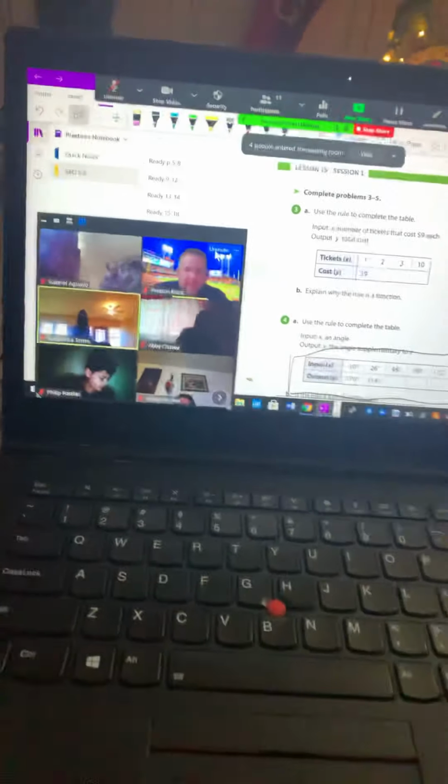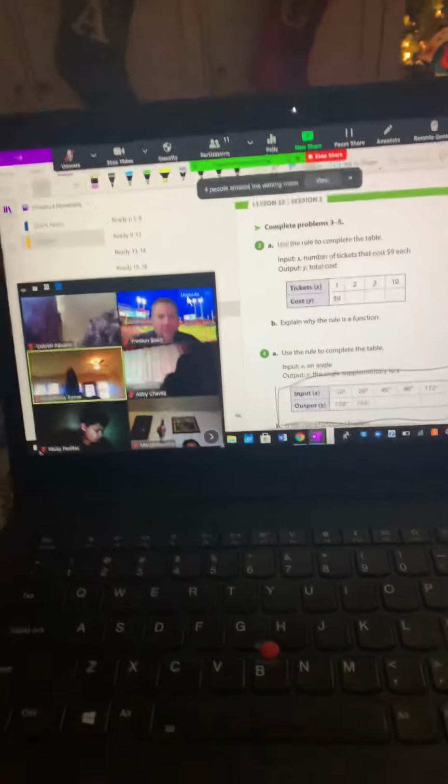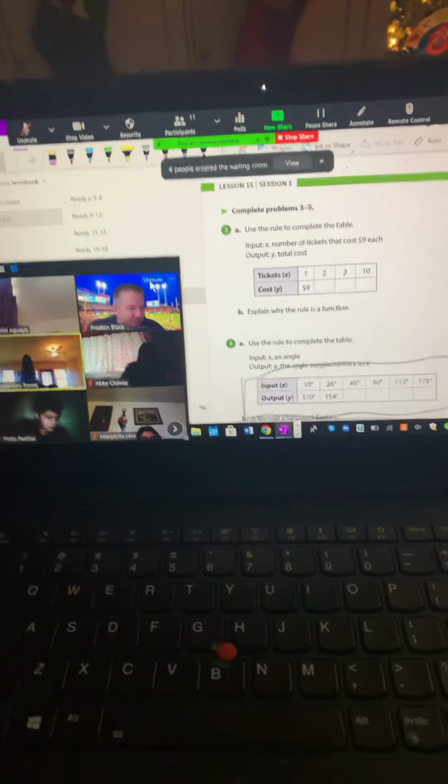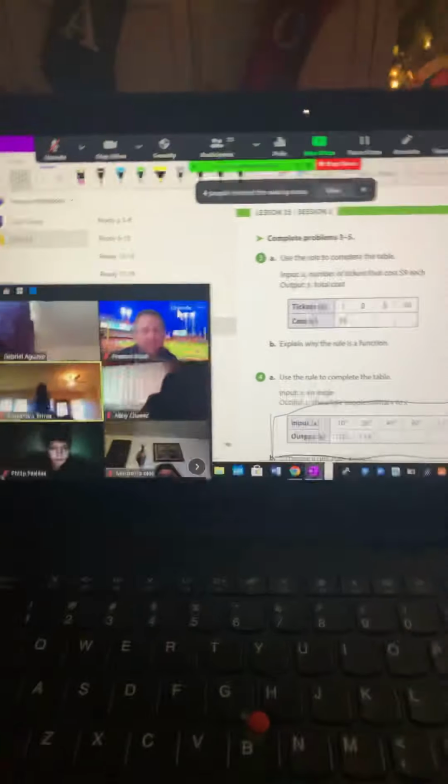Because I am using 2 computers, the chat box is also on the other computer. So I'm looking at the other computer for the chat and then reading the responses, and then I'll respond on here.